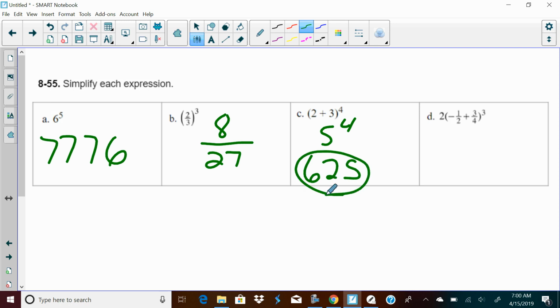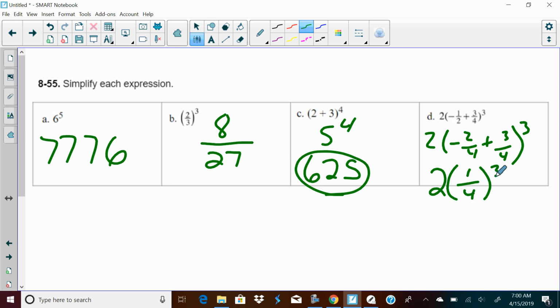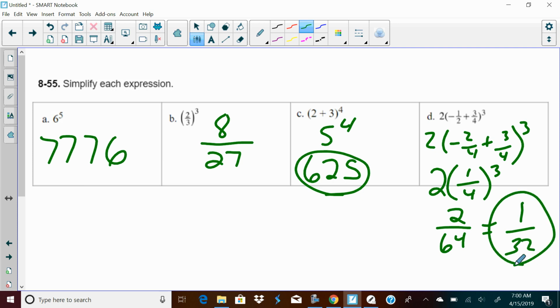So for D, I have to simplify first. So -1/2 plus 3/4 is -2/4 plus 3/4, to the 3rd power, so it's 1/4. So I'm doing 2 times 1/4 to the 3rd power. So raise it to the power first. So 4 to the 3rd power is 64. So I end up with 2 over 64, which simplifies to 1 over 32, which was my final answer.